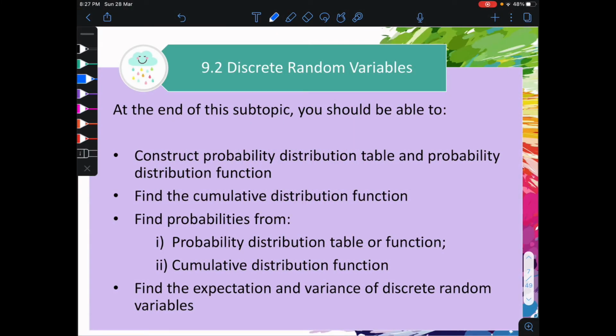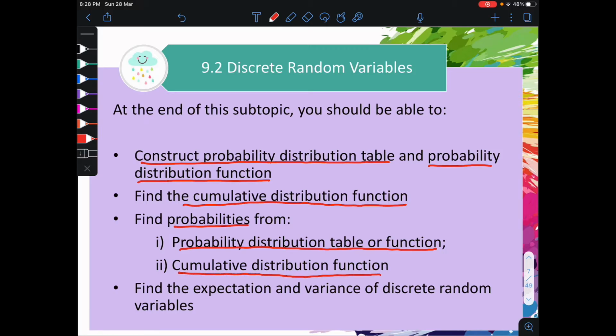Let's continue with the second subtopic, which is 9.2 Discrete Random Variables. At the end of this subtopic, you should be able to construct probability distribution table and probability distribution function. You should be able to find the cumulative distribution function, find probabilities from probability distribution table or function, as well as find probabilities from cumulative distribution function. And lastly, you should be able to find the expectation and variance of discrete random variables.